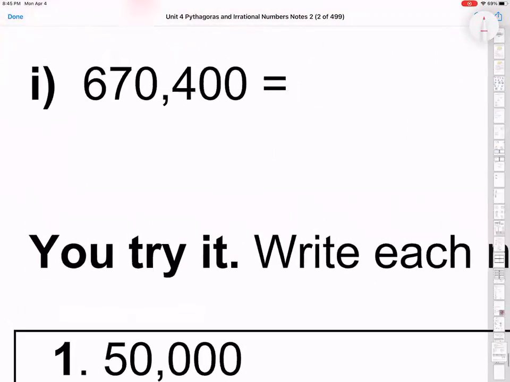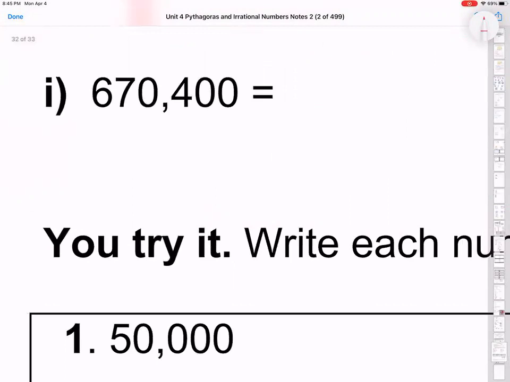All right, next one up, we have 670,400. Well, this is obviously, yes, a very large number. And we want to first identify where our decimal place is. It is right here at the end. And we need this number in between 1 and 10 always. So when we do that, we end up with moving it 1, 2, 3, 4, 5. Now I have my 6.7, which is in between 1 and 10.